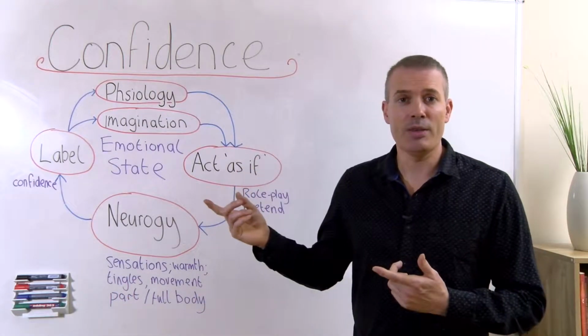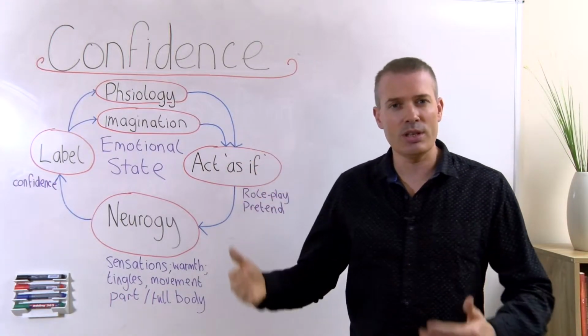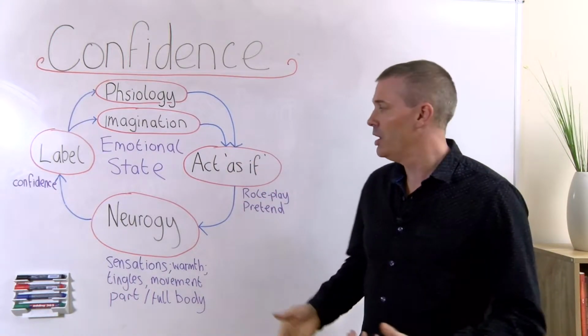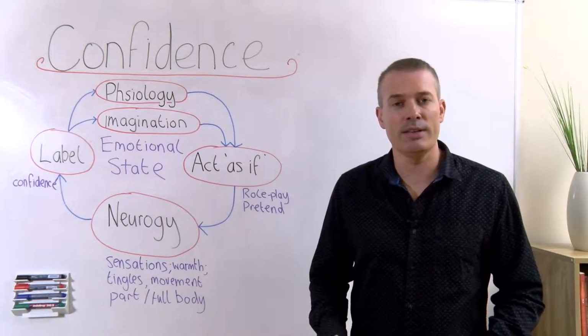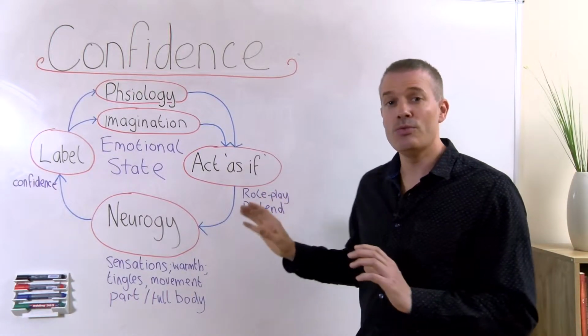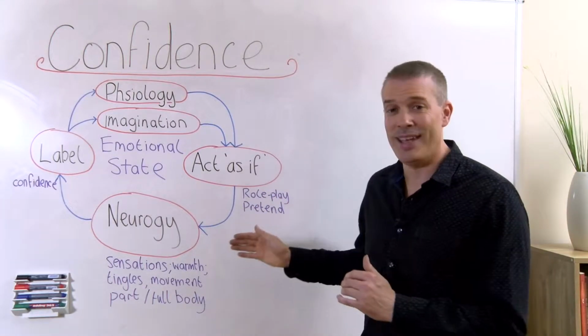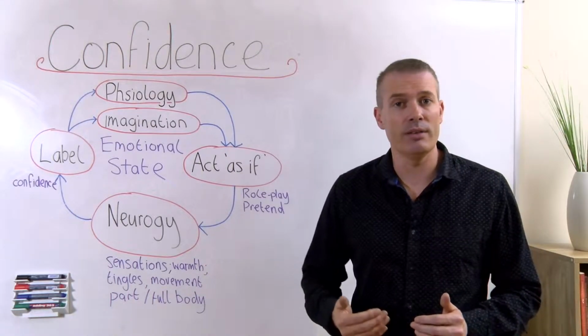So those are the two pathways. And what you're looking to do is, when you're using your physiology and your imagination, you're looking to act as if this is your reality. Now what I mean by acting as if is, you're looking to role play, you're looking to pretend that this is 100% real for you right now.